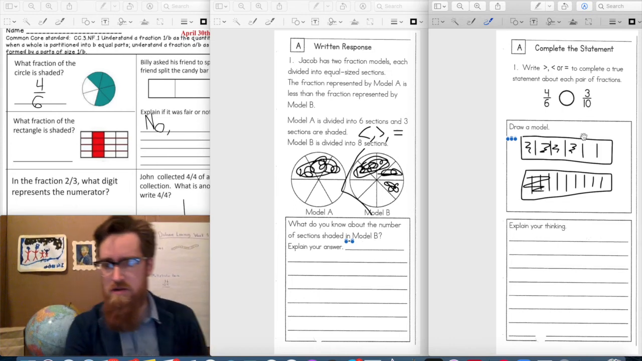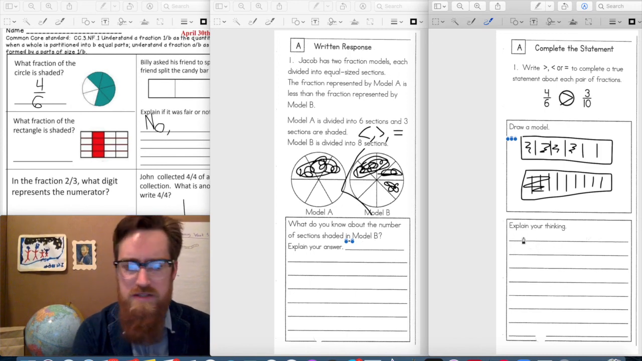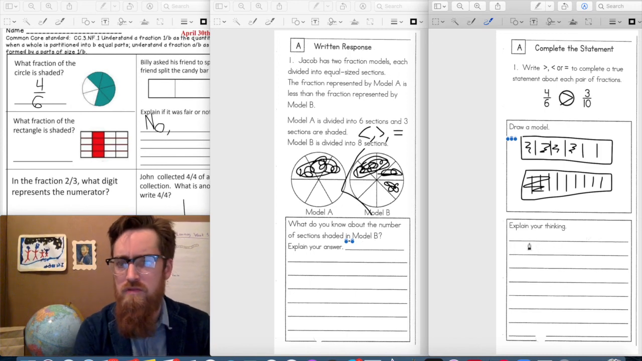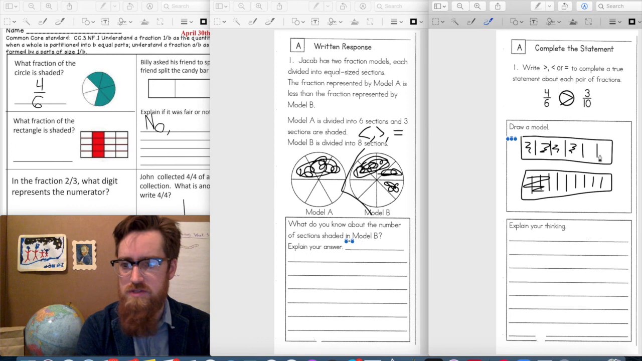Now that I've drawn a model, it's a little bit easier to see which one is bigger. This one, 4/6, is clearly a greater fraction. And then when you come down here to explain your thinking, you could write something like, I know that 4/6 is greater than 3/10 because when I drew a model, I could see that the fraction 4/6 had more than half filled in, and the fraction 3/10 had less than half filled in. Good luck.